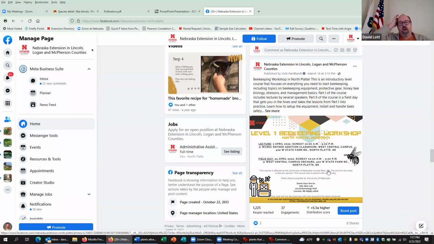Level 1 beekeeping workshop, April 3rd, Sunday from 10 to 5. It's at what we call the Snyder Classroom, which is that big building across the parking lot from the extension office. You register, it's $70 per person, but it is an intense all-day workshop. If you come and participate the entire time, then you get to count that as education hours. And you get a lot of really good information. It talks about the biology of the honeybee and all the equipment and the management.